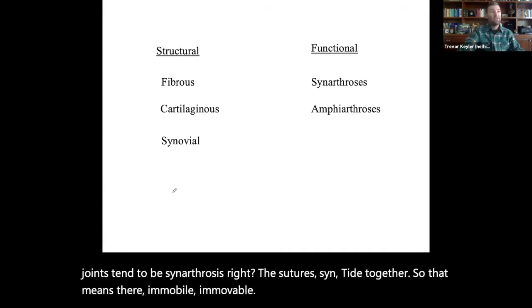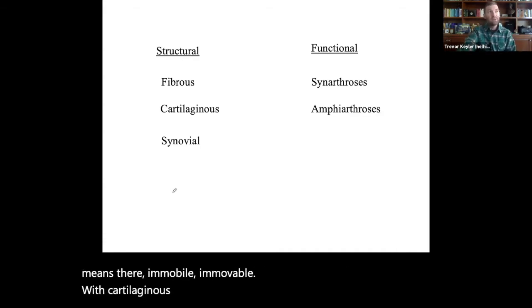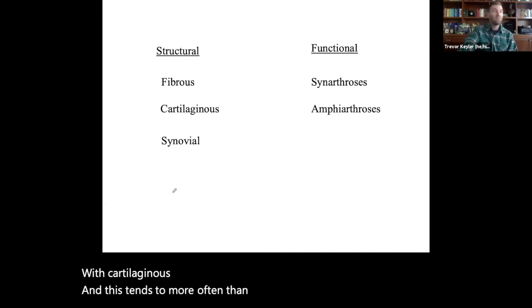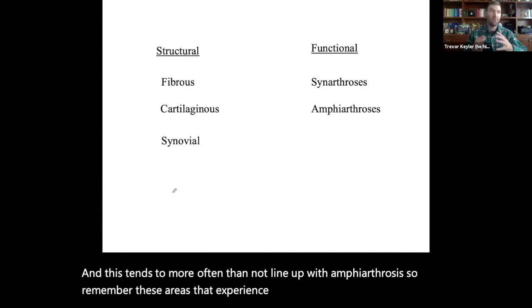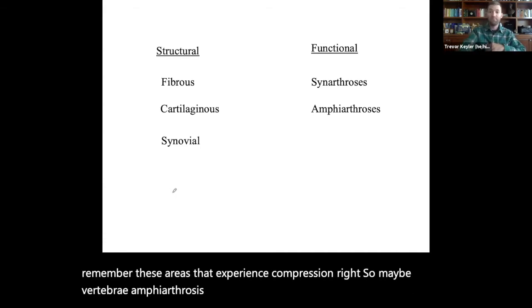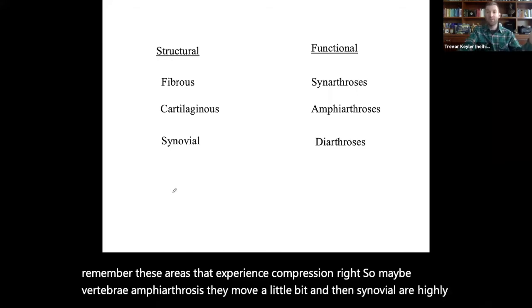With cartilaginous, this tends to, more often than not, line up with amphiarthroses. So remember these areas that experience compression, right? So maybe vertebrae, amphiarthroses, they move a little bit. And then synovial are highly movable, diarthroses. So we can draw this relationship here.